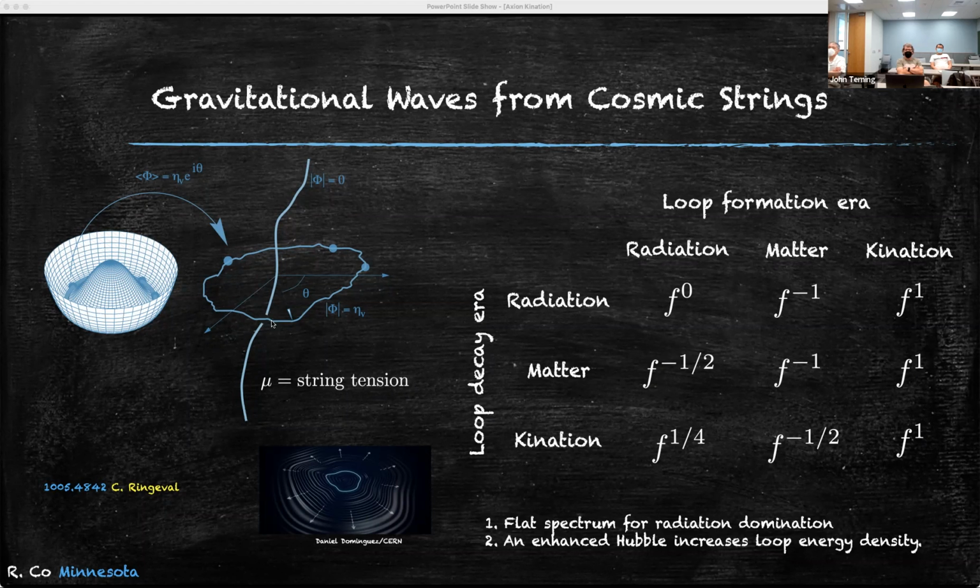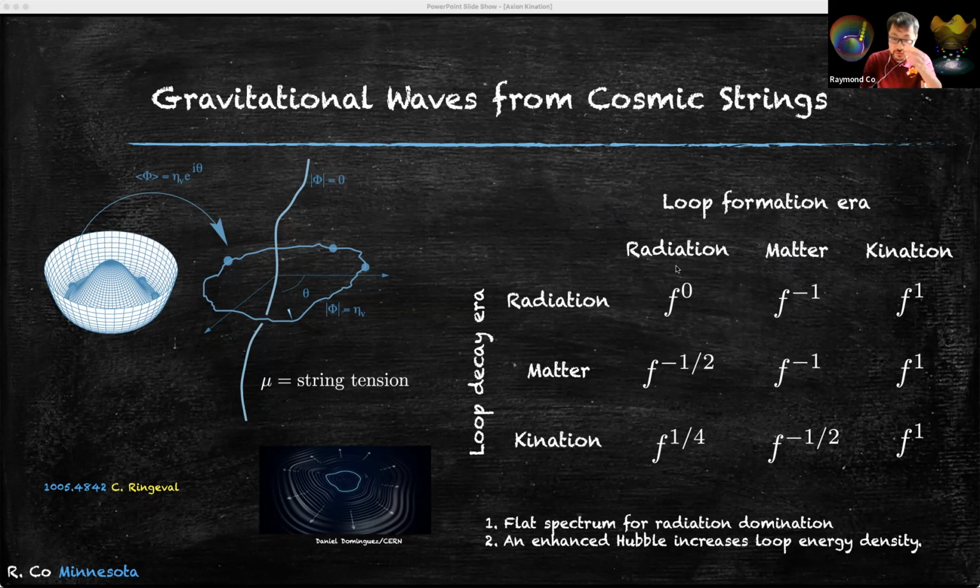And this cosmic string would vibrate and close and emit energy in the form of gravitational wave. So this is how the cosmic strings will eventually decay away into gravitational wave. The discussion of the scaling is quite complicated.